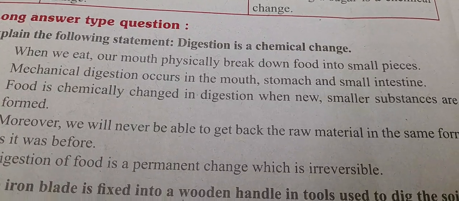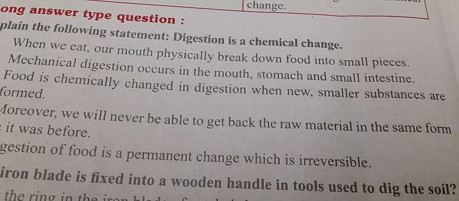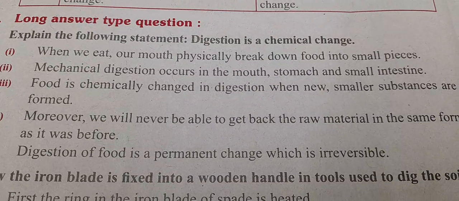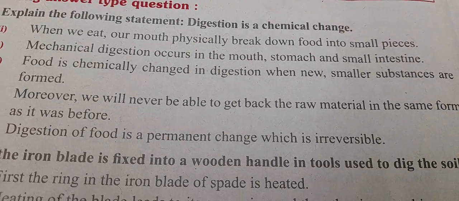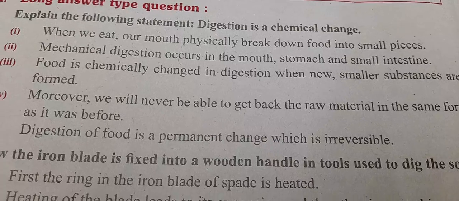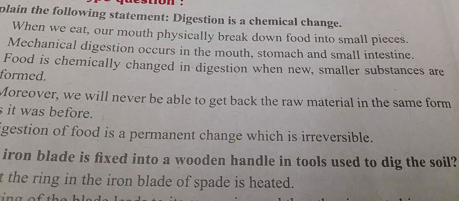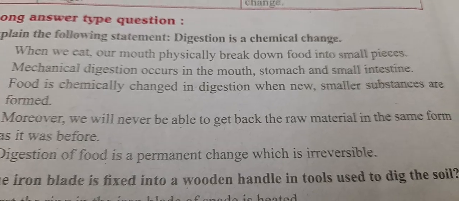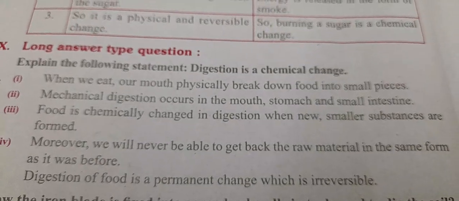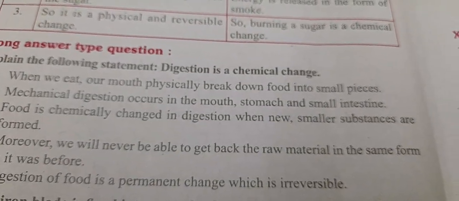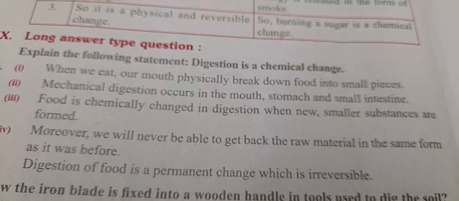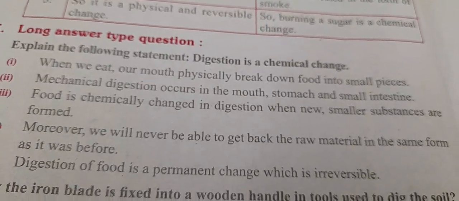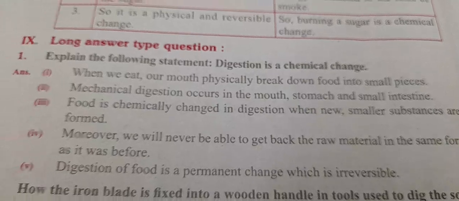When we eat, our mouth physically breaks down food into small pieces. Second point, mechanical digestion occurs in the mouth, stomach and small intestine. Third point, food is chemically changed in digestion when new, smaller substances are formed. Moreover, we will never be able to get back the raw material the same as it was before. Digestion of food is a permanent change, which is irreversible.